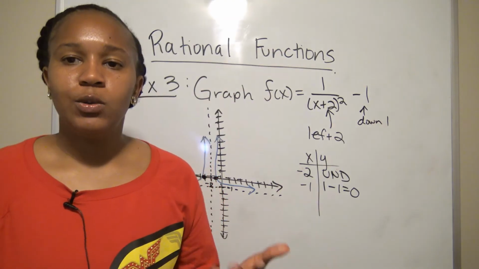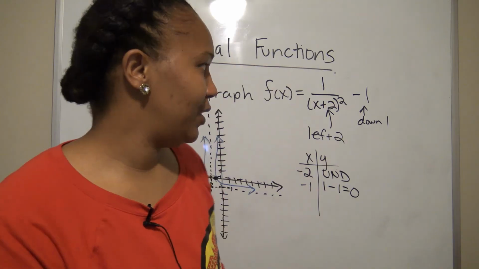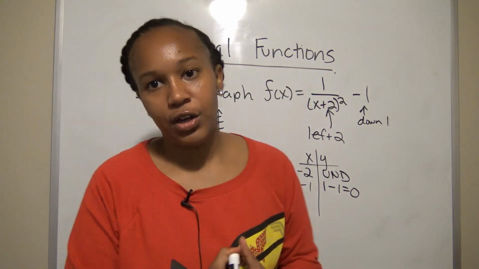So again, I just want you to be able to look at it and determine how the graph is transformed by these different operations, how they affect the graph.